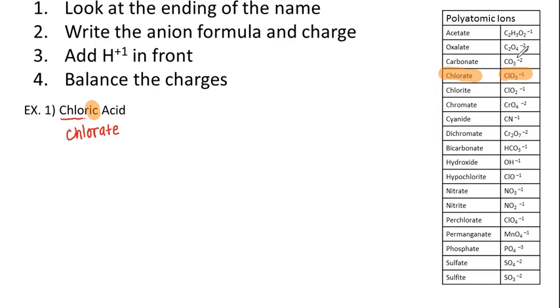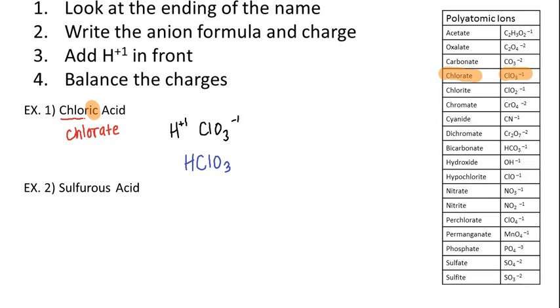So when I go to write my anion formula for chlorate, I'm going to write ClO3, and I'm also going to include the -1 charge. Step 3 says to add hydrogen in front. Hydrogen has a +1. At this point, the charges are already balanced. Hydrogen has a +1, chlorate has a -1, so I don't need to do anything except combine them together. My final answer for chloric acid would be HClO3 as my formula.